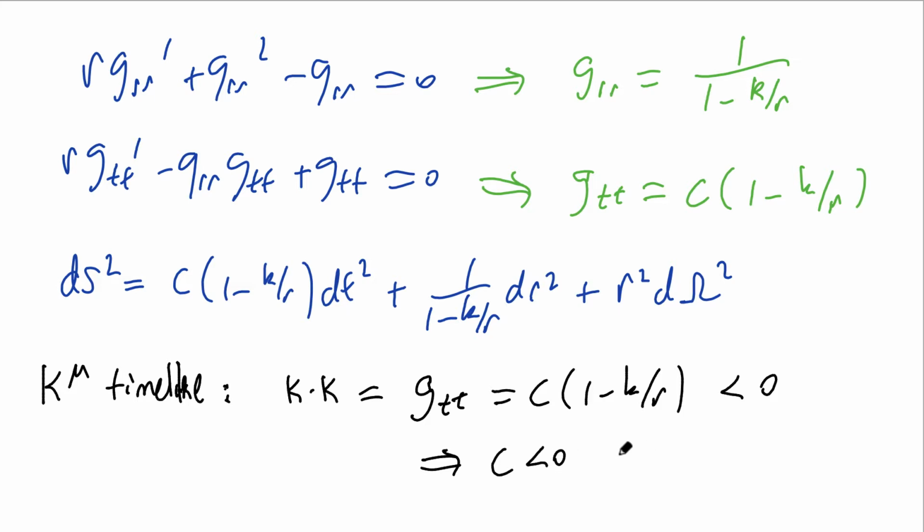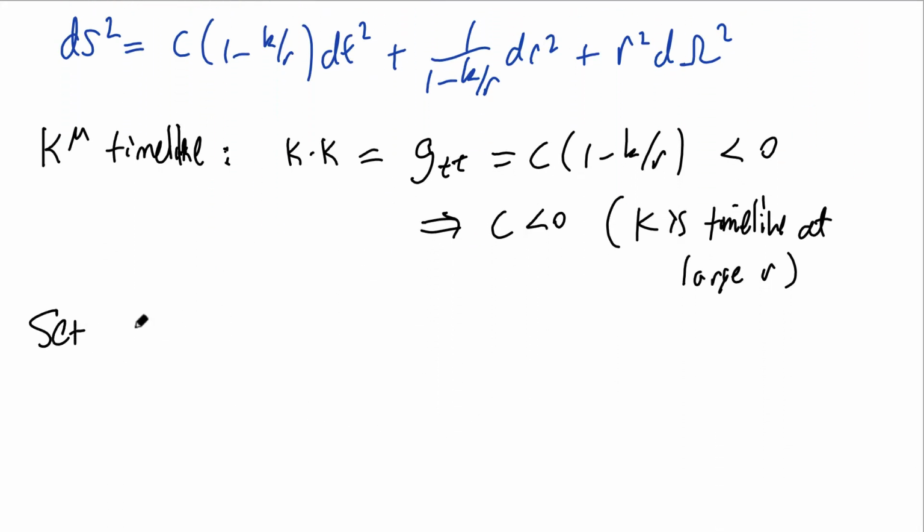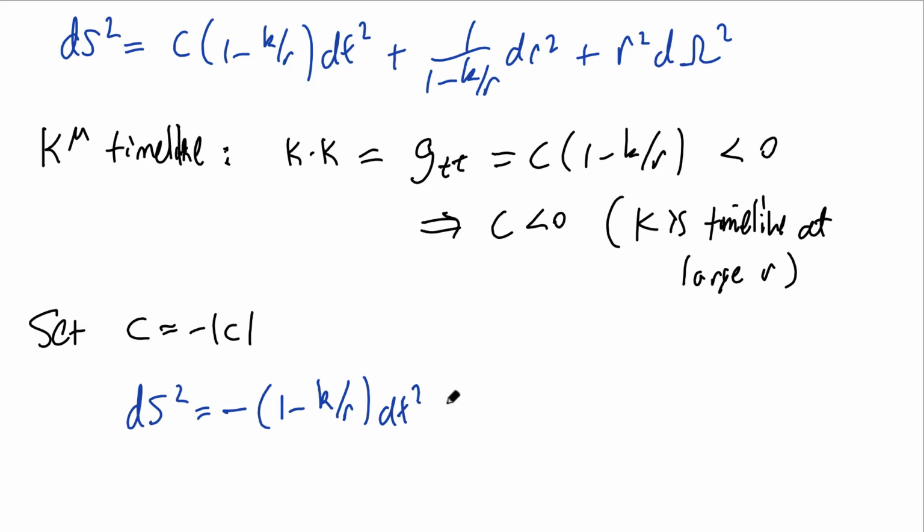We want c to be negative so that the Killing vector field is time-like at large r. So let's set c equal to minus the magnitude of c and absorb the magnitude of c into a redefinition of the time coordinate t. Then our metric becomes minus (1 minus k over r) dt squared plus 1 divided by (1 minus k over r) dr squared plus r squared d omega squared. And now this is the Schwarzschild metric if we identify k as 2 times m.